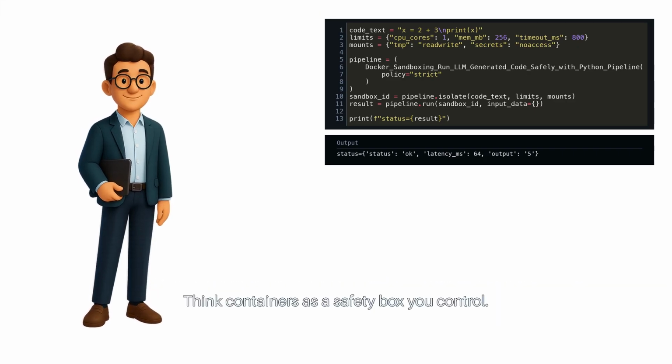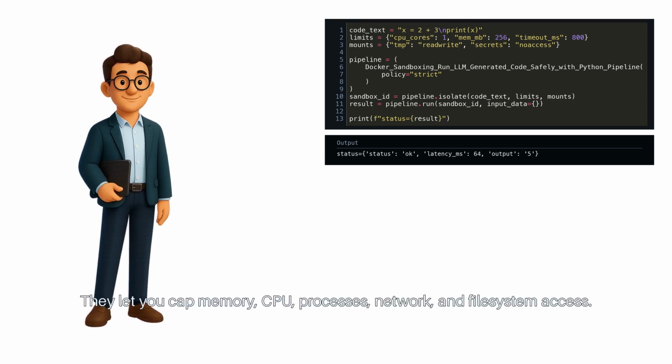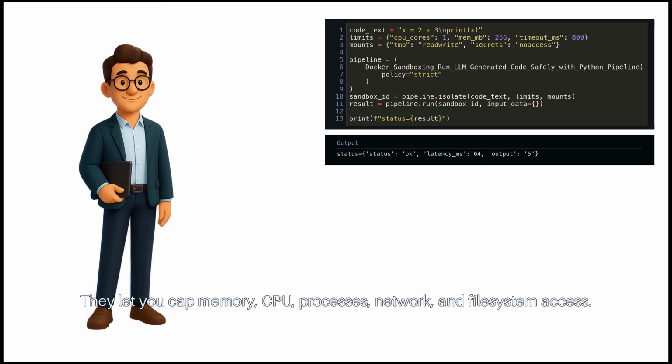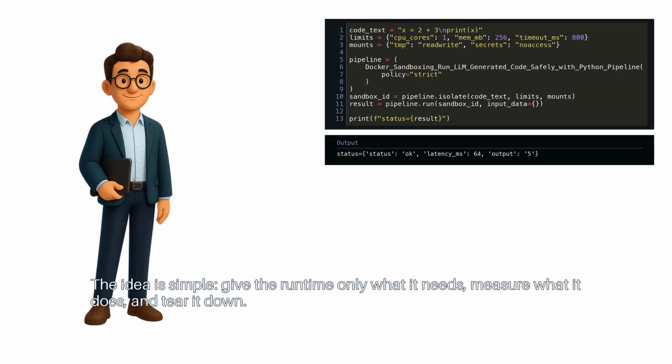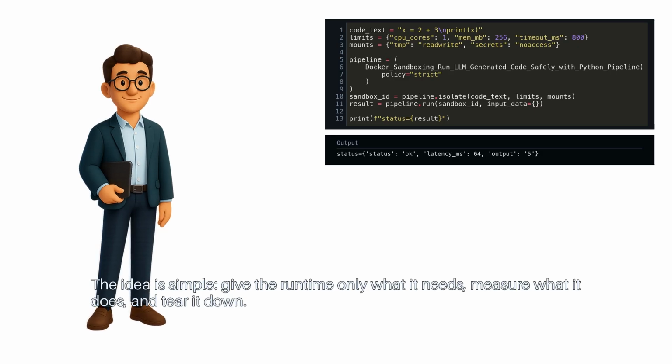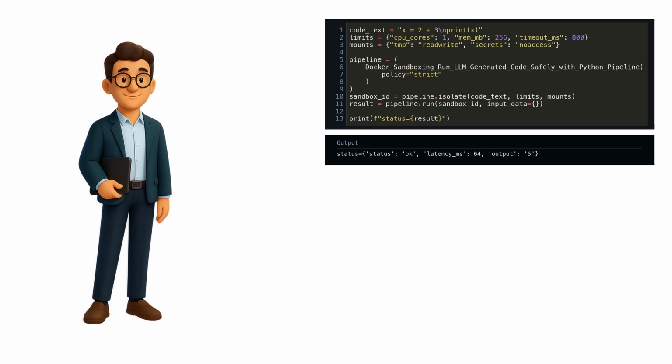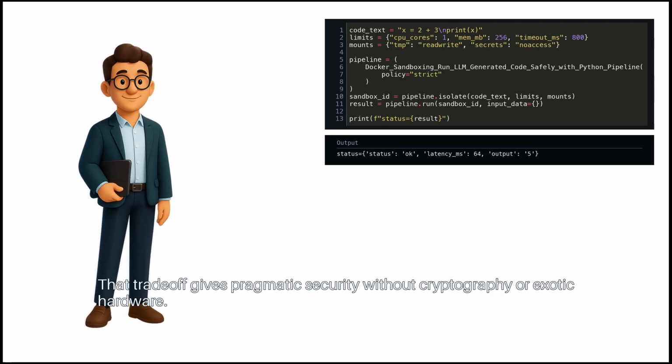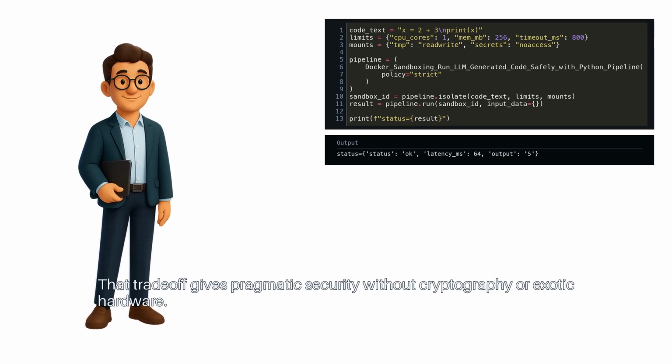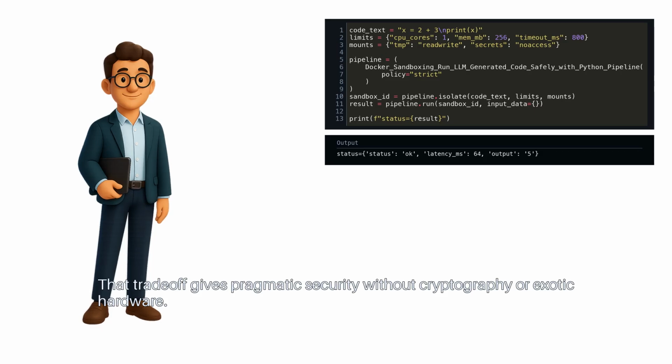Think of containers as a safety box you control. They let you cap memory, CPU, processes, network, and file system access. The idea is simple. Give the runtime only what it needs, measure what it does, and tear it down. That trade-off gives pragmatic security without cryptography or exotic hardware.